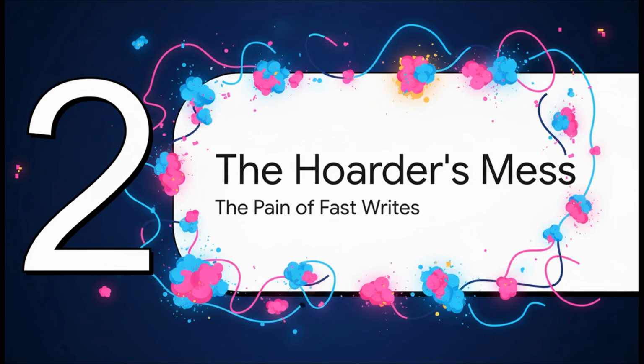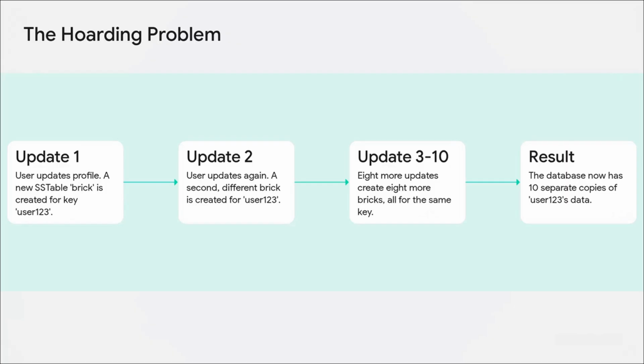But that incredible speed comes with a hidden cost, a pretty messy secret our database has been keeping. Because LSM trees are append-only, every single update creates a totally new record. So think about it. If a user updates their profile, say 10 times, we're not just editing one file. Oh no, we are hoarding 10 separate copies across 10 different bricks.